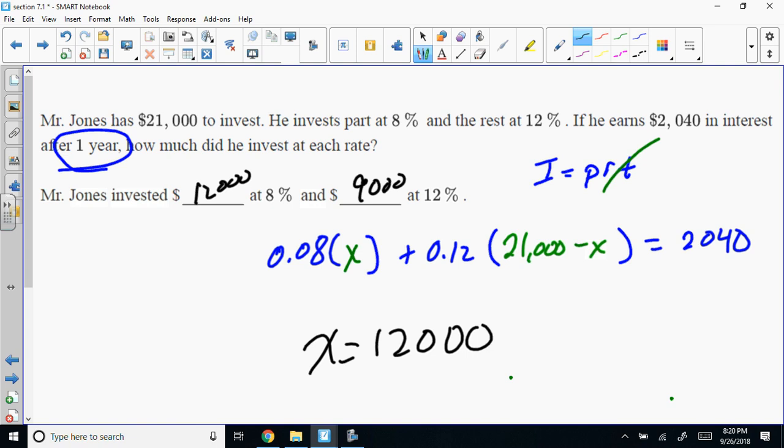Distribute, combine like terms, move the number over to the other side, and you'll have a negative divided by a negative, right? And that's okay because two negatives make a positive, and that's what we want anyway. Y'all good? Okay.